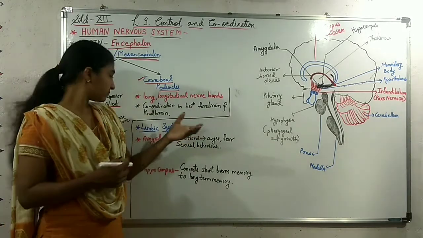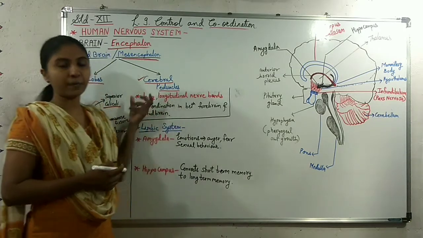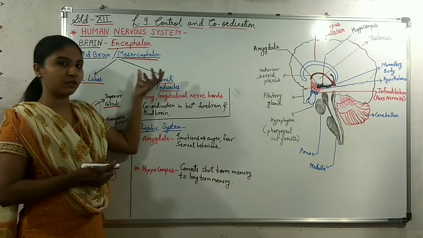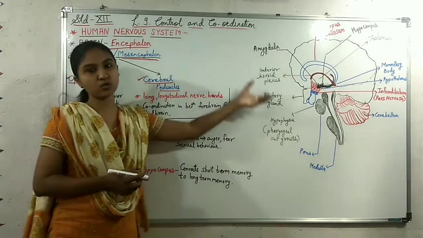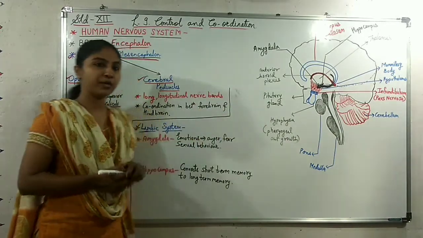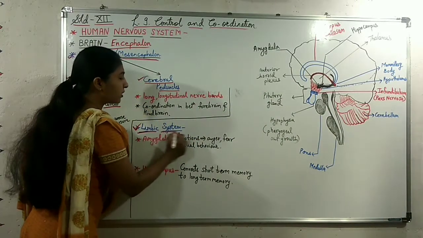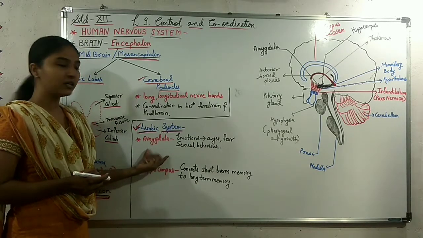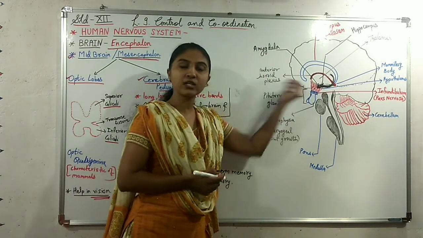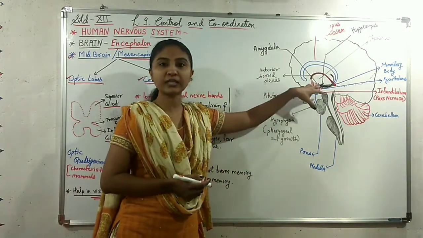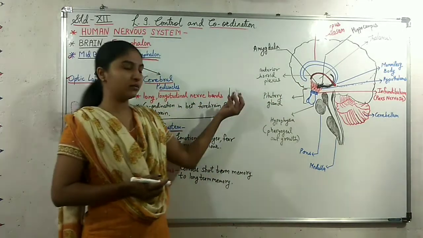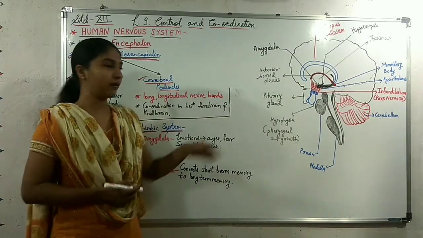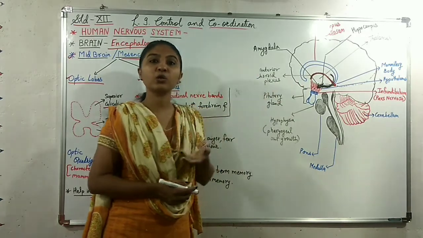The other thing that we are going to discuss in this part is the limbic system. It is not actually a part of the midbrain, it is a part of the forebrain, and it is associated with some parts of the midbrain. There are two main parts in the limbic system. First is the amygdala. These are small almond-like structures present below each thalamus. They are paired structures.